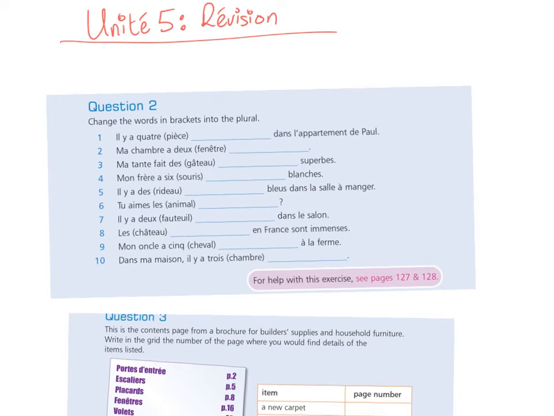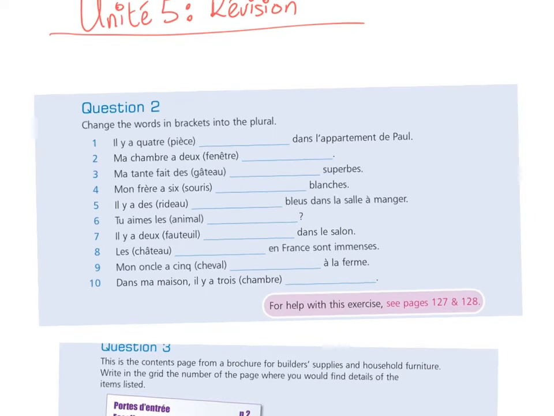So question 2, change the words in brackets into the plural. Number 1, il y a 4 pièces. So we're talking here about the plural. And if you remember how we do this in French, it's the same as in English. So in English you'd say we have one dog, but you'd have 2 dogs. And in French, it's normally the same thing. So it's going to be un chien, but deux chiens. You just add an S.